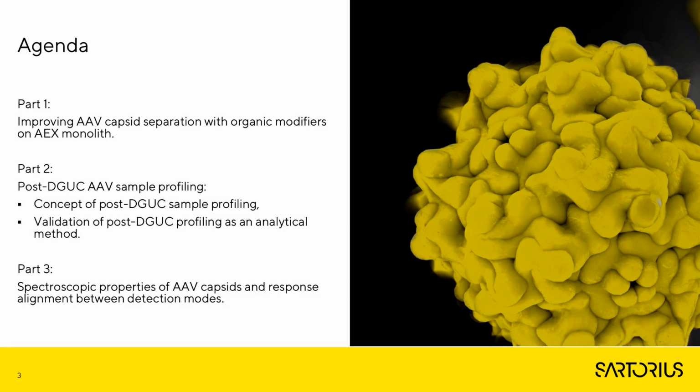Our talk is divided into three parts. First, I will present how organic modifiers improve AAV capsid separation. In part two, Sebastian will discuss density gradient ultracentrifugation, its concept, and how this technique applies to quantifying empty and full capsids. In part three, Sebastian will also address spectroscopic properties of AAV capsids and response alignment between different detection modes.